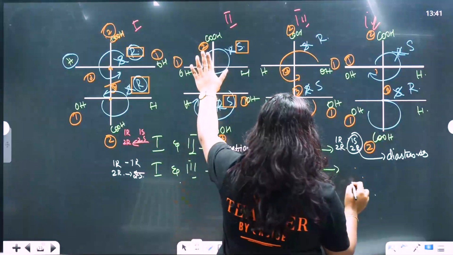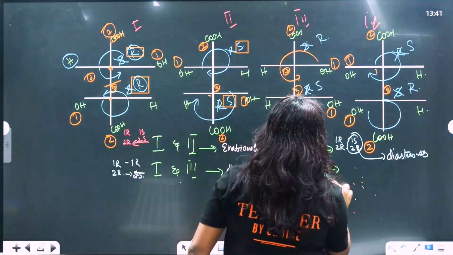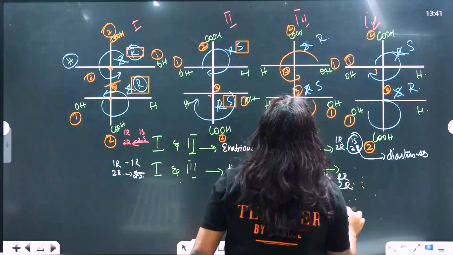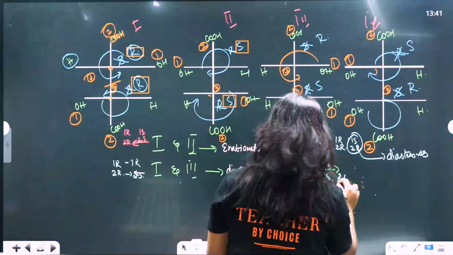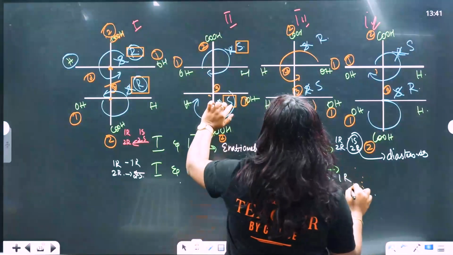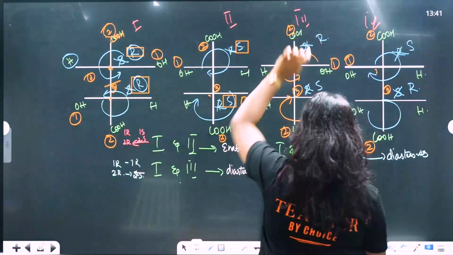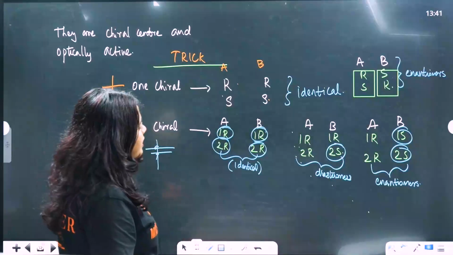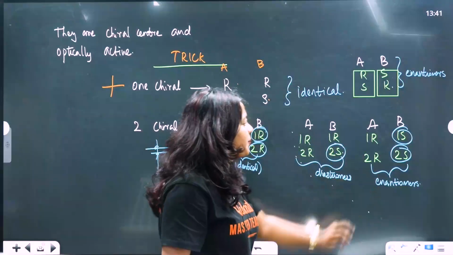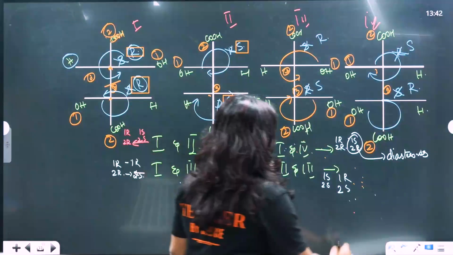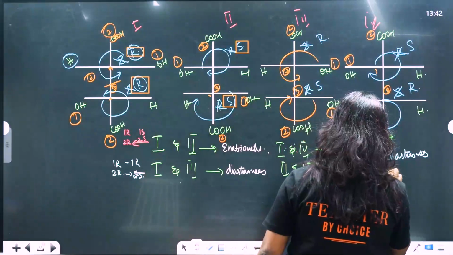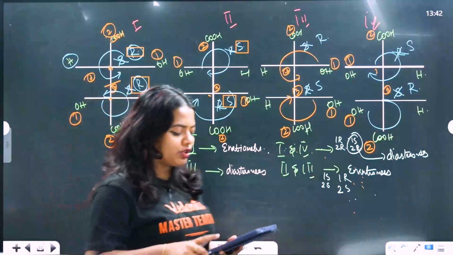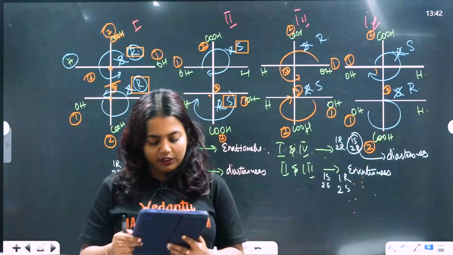Next one, second and third. Second and third means this one and this one, which means 1S, 2S, 1R, 2R. No, it is not the one. 1S, 2S, 1R, 2S, which means 1S, 2S, 1R, 2R, right? Second and third, right? So 1S, 2S, 1R, 2R means that is enantiomers. It is enantiomers. Enantiomers. Clear everyone? This is very easy to find out. You just want to know what is actually the trick. You can easily find out.